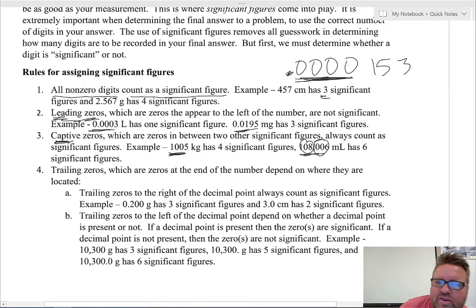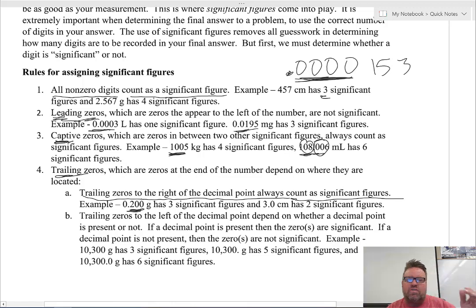Okay? The other time that zeros don't count depends on what are called trailing zeros, and it depends. Trailing zeros that are to the right of the decimal point always count. Well, what the heck does that mean? It means 0.200: those are final zeros after the decimal point.